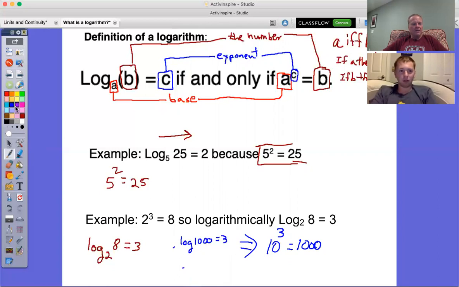And if I do 4 to the third, 4 times 4 is 16. 16 times 4 again is 64. So if I wanted to write that logarithmically, I have to write the word log, and then the base. I need a base. In this case, that is 4, of the number 64, which has to be the exponent. Perfect.